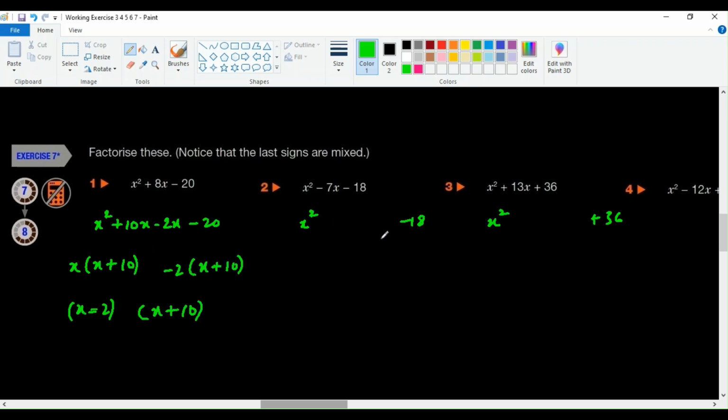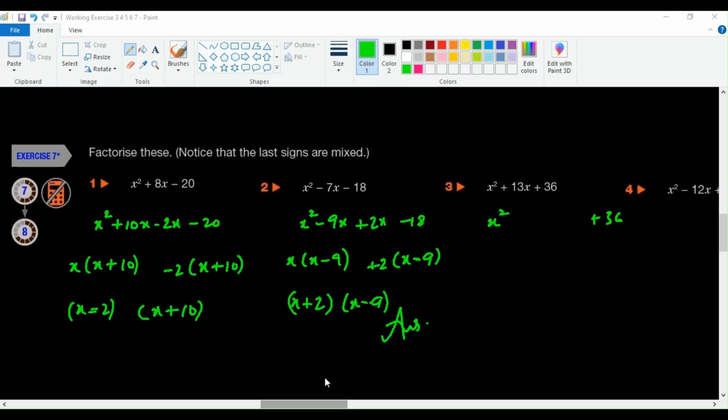When it comes to 18, how do we get 18? 1 times 18, 2 times 9. 9 minus 2 is a 7. That means 9 and 2 are the factors. So I will write minus 9x plus 2x, giving us a minus 7. So x minus 9 comes in the first bracket. Copy down x minus 9, and plus 2 comes here, and x plus 2 and x minus 7 comes in, x minus 9 comes in one bracket. So this is going to be the answer for this question.